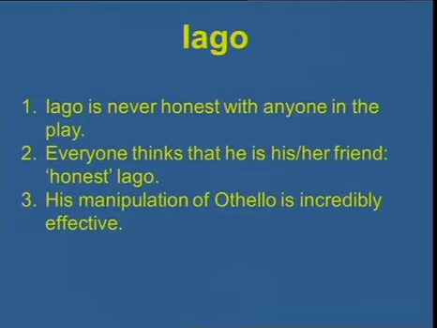And then thirdly, Iago's manipulation of Othello is incredibly effective. He manages to get right inside of Othello's head. And he, like I said, manages to turn this loving husband into this jealous, murdering man. Iago convinces Othello that Michael Cassio has slept with Desdemona. And so much of the play is about how Iago does this. How does he manage to get inside of Othello's head?